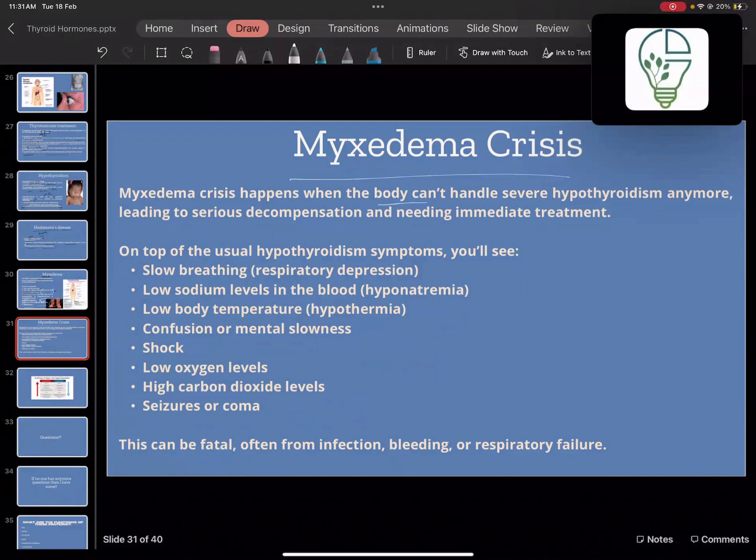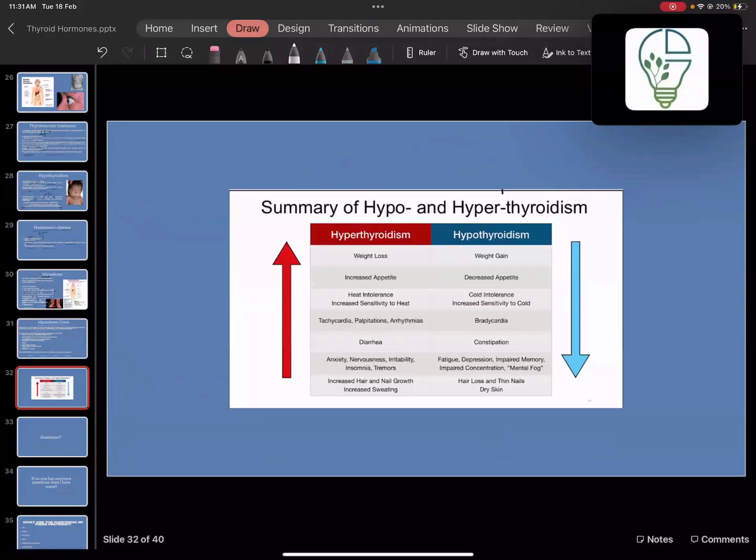It happens when the body can't handle severe hypothyroidism anymore, leading to serious decompensation and needing immediate treatment. On top of the usual hypothyroidism symptoms, you'll see slow breathing, low sodium levels, low body temperature, confusion, shock, low oxygen levels, high carbon dioxide, seizures, or coma. So honestly, just read this part. Just know myxedema is fatal. It's a fatal type of hypothyroidism when the body's like, I can't do this anymore. It can be fatal, and it often causes complications like infections, bleeding, or respiratory failure.